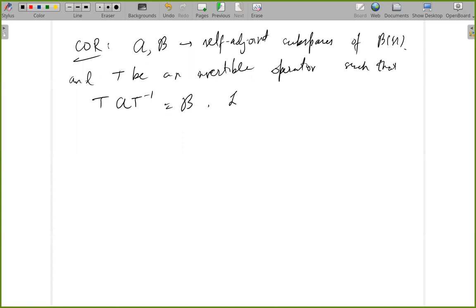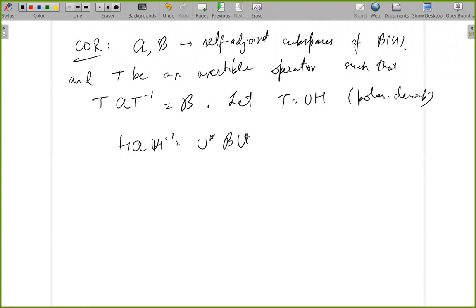Actually, the statement is kind of contained in this proof. Assuming that theorem, we have this proof. Let T equal UH, the polar decomposition. And then what do you have? H inverse is equal to U star BU is equal to H inverse AH. I move the H's around. And remember, these are all considered as sets. This equality is a set equality.